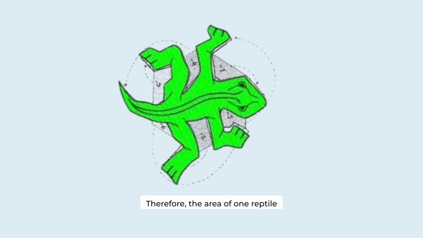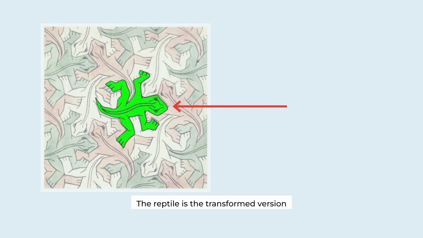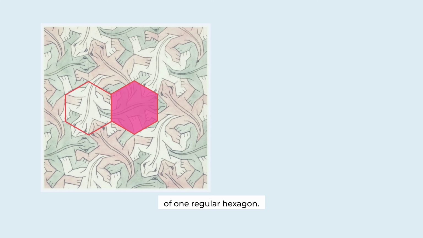Therefore, the area of one reptile is the same as the area of one regular hexagon. The reptile is a transformed version of the regular hexagon. Now, let's find the area of one regular hexagon. Only one condition is given.